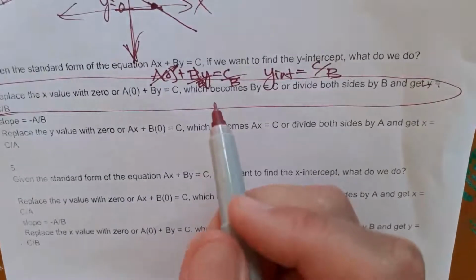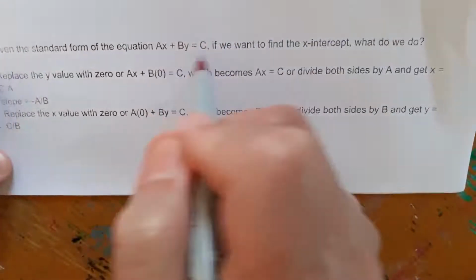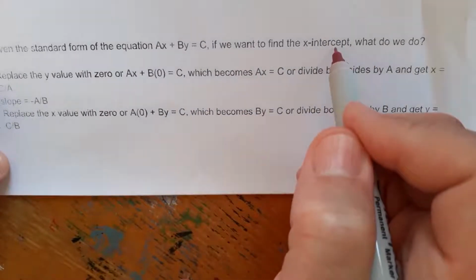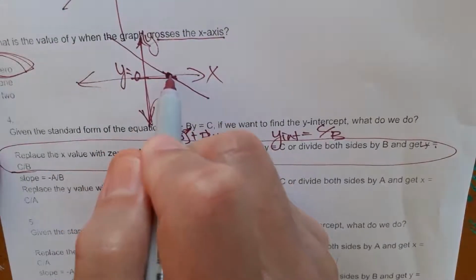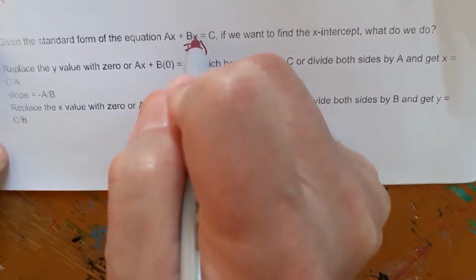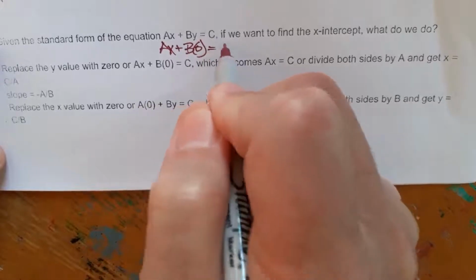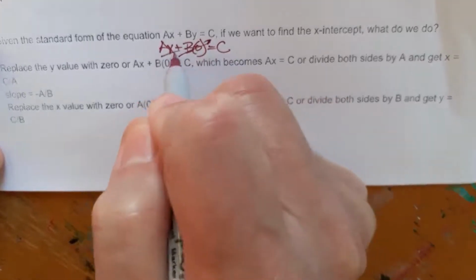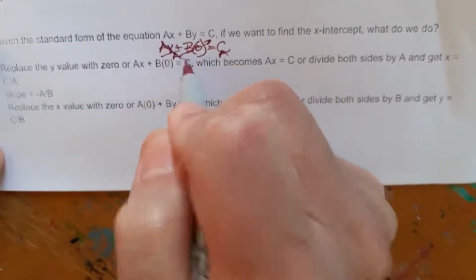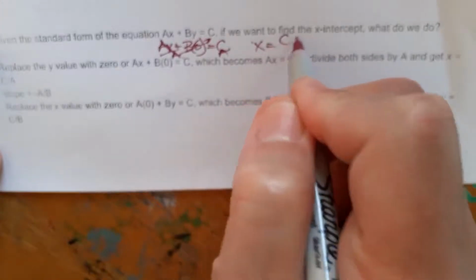Given the standard form of the equation, what if we want to find the x-intercept? Well, if we're on the x-axis and it's intercepting, the value of y must be 0. So now we say b times 0, because the value of y is 0 at the point we're looking for, which is the x-intercept. Then this disappears. We divide both sides by a, and we get x equals c over a.